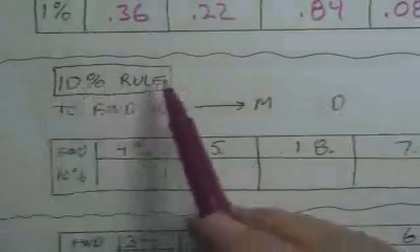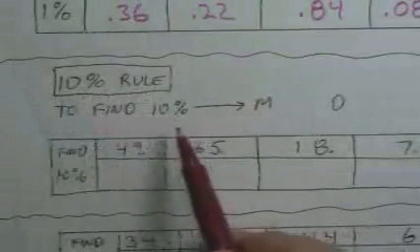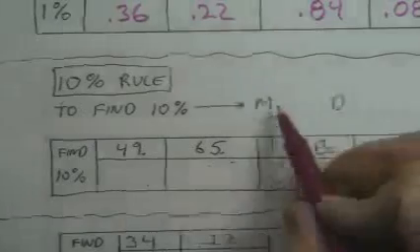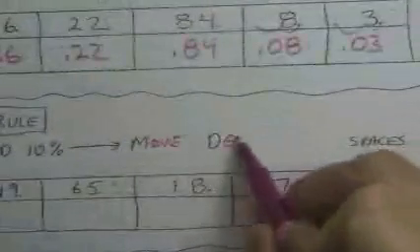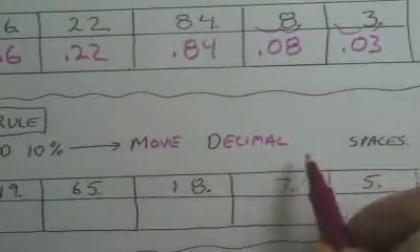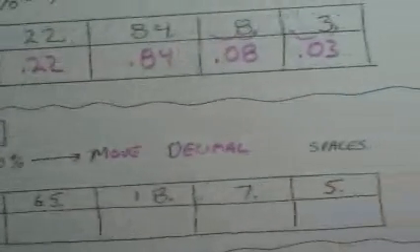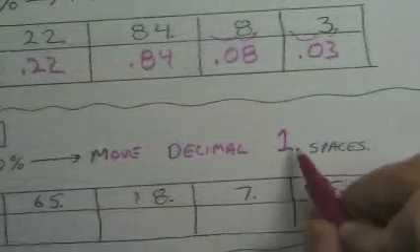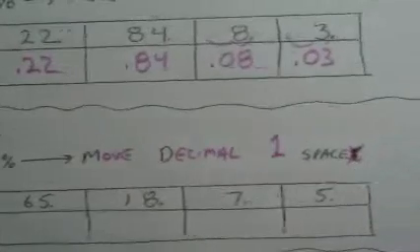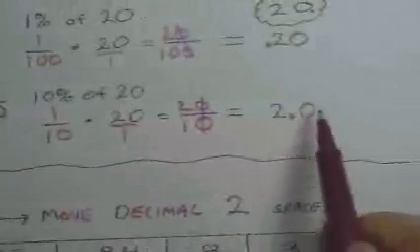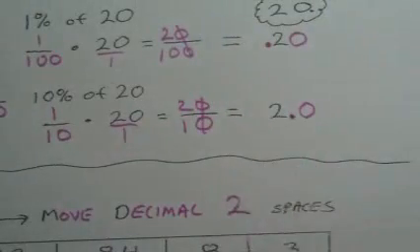Okay, now let's move on to the 10% rule. Well, to find 10%, we have to move the decimal. How many spaces? Only one space. Because remember, for the number 20, it just moved over one space for 10%. All right, so let's go ahead and do some examples of that.